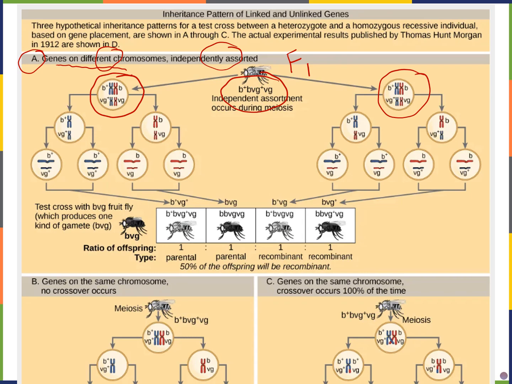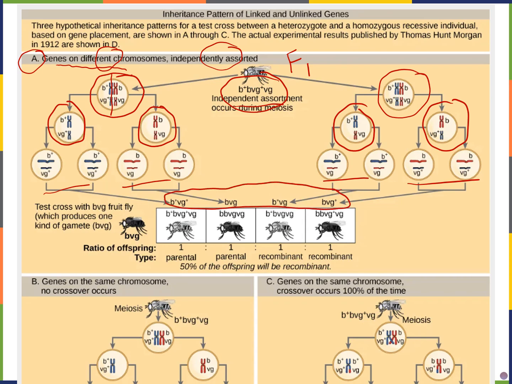If that's the case, I would expect independent assortment: B plus could go with VG plus during meiosis 1, or B could go with VG, or B plus could go with VG, and B could go with VG plus. So these are my chances of producing 4 different gametes, and this would be a 25% chance of generating each type of gamete. I have the gametes located here.